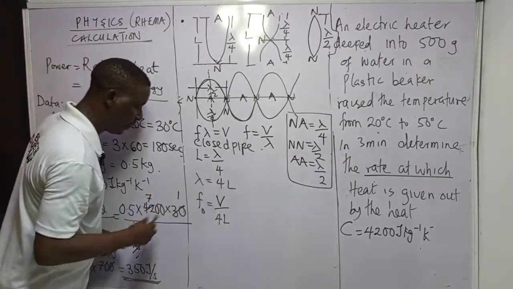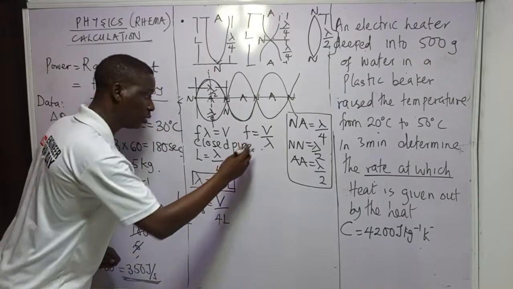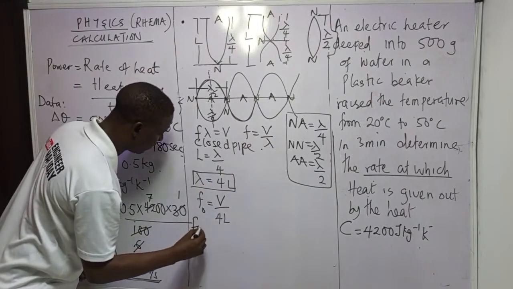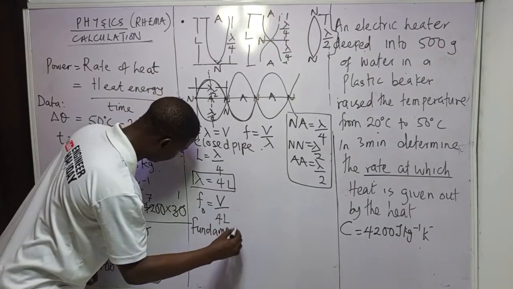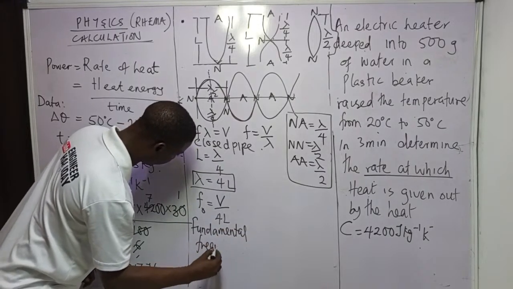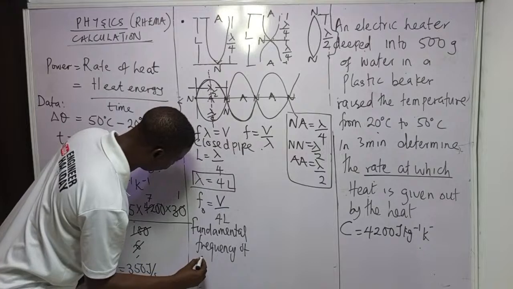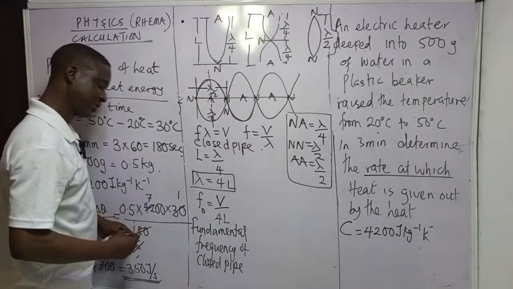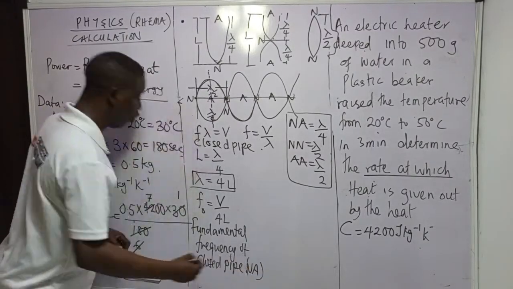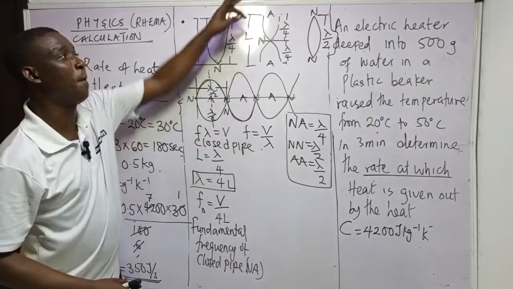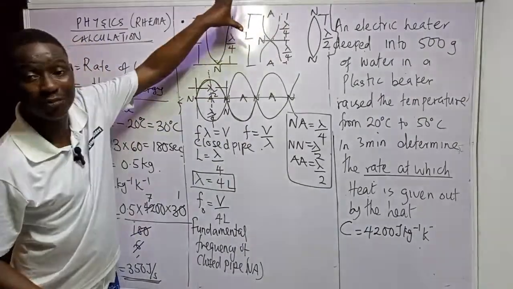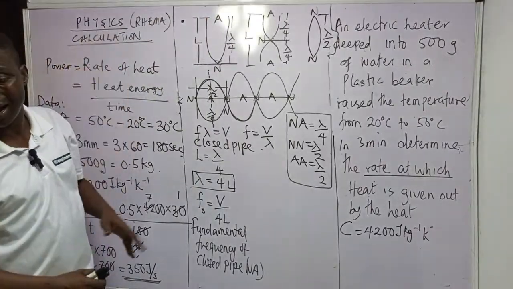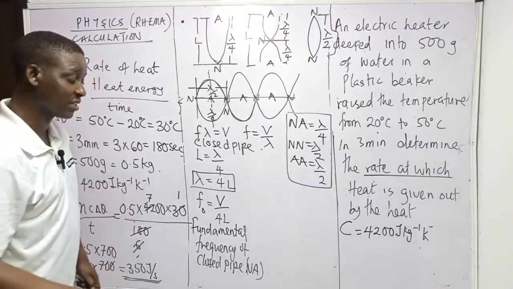I will put 4L in place of lambda. So I'm putting 4L here. This is for the fundamental frequency of a closed pipe. A closed pipe travels from node to antinode. An open pipe is a pipe that travels from antinode to another antinode. That means the two sides will be open, while for a closed pipe, one side will be closed and one side will be open.